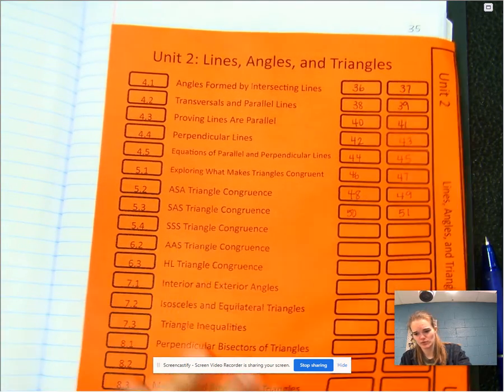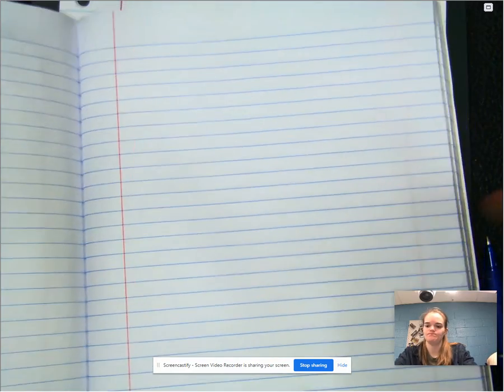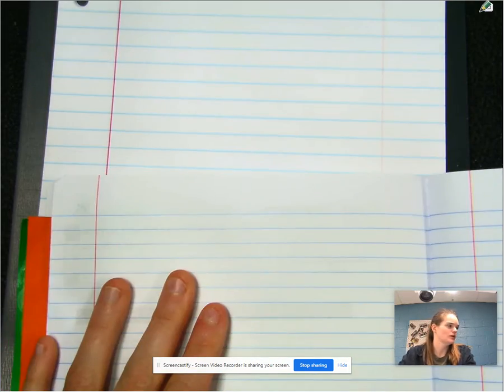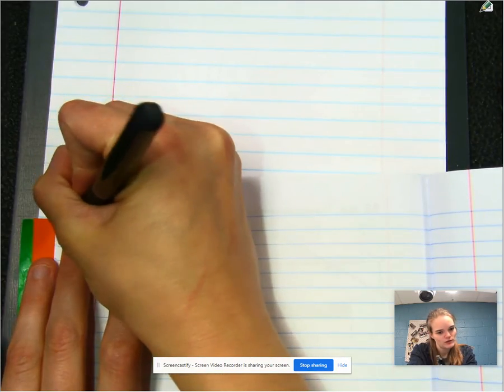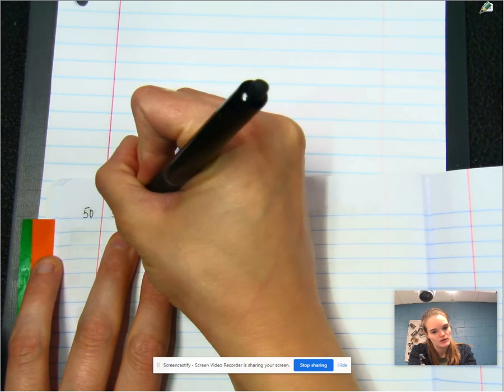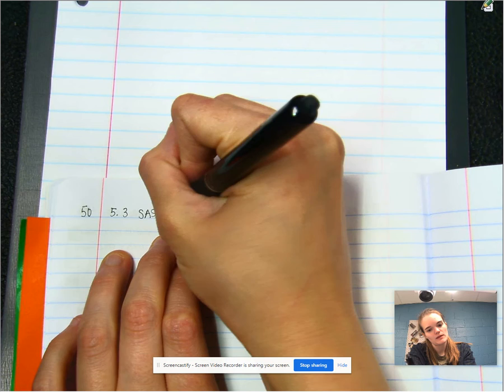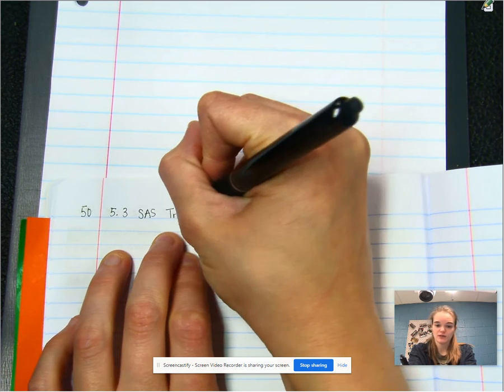Okay, so go ahead and take a notebook, open it up to page 50 and 51. 50 and 51. So we're going to label those. 5.3 side angle side triangle congruence. You're going to label 50 and 51.